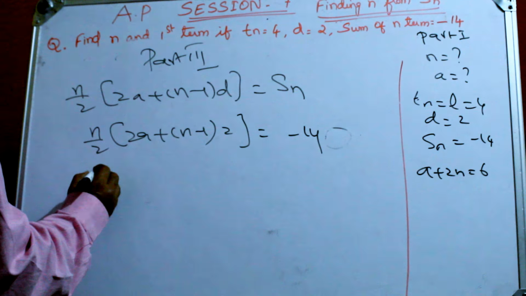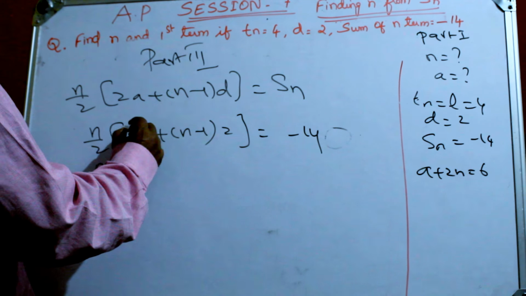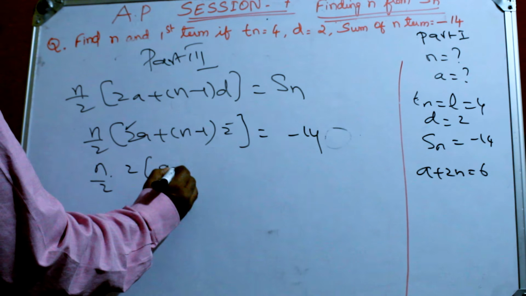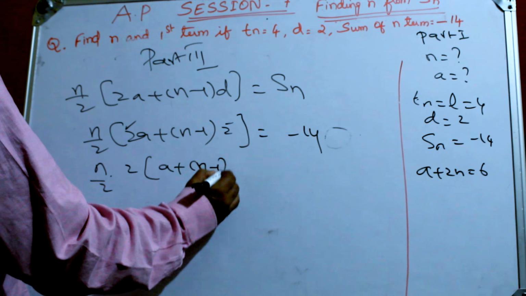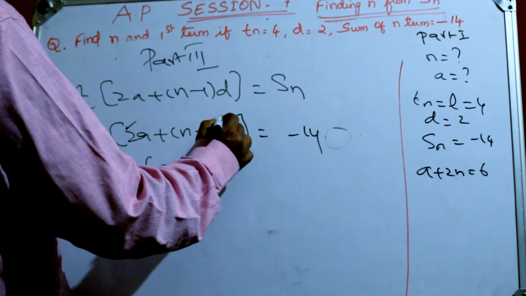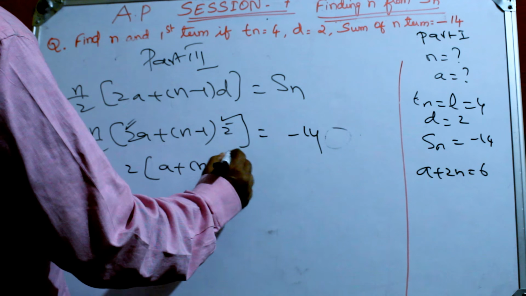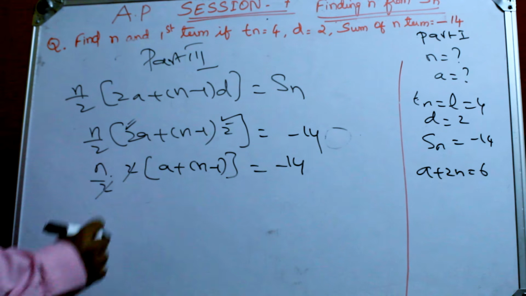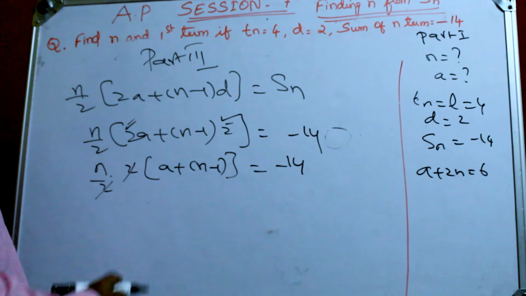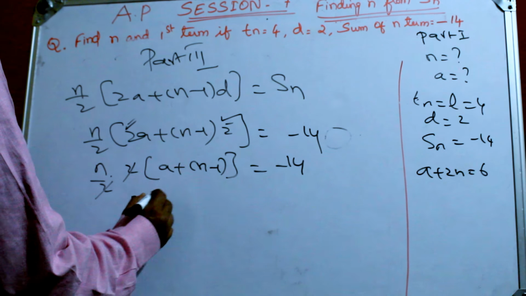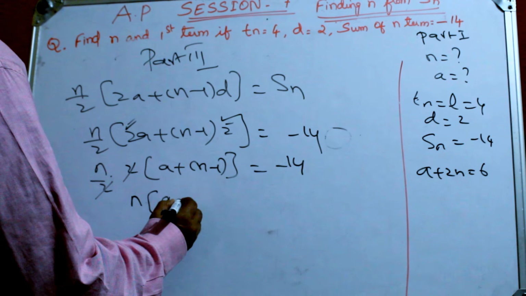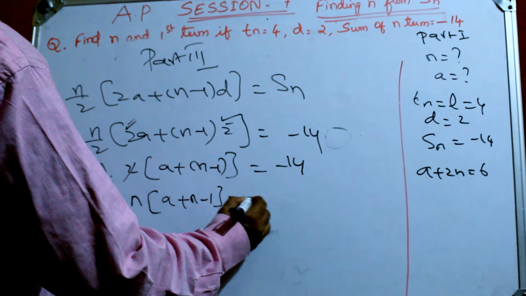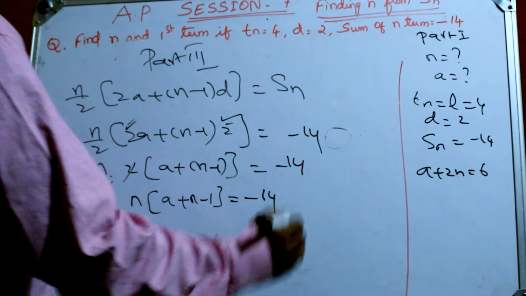So you get n by 2. Both these 2's are common, you can take out. So inside you get a plus n minus 1. That's all. This 2 and this 2 are taken common, is equal to minus 14. Now this 2 and 2 will get cancelled. So you get n into a plus n minus 1 is equal to minus 14.